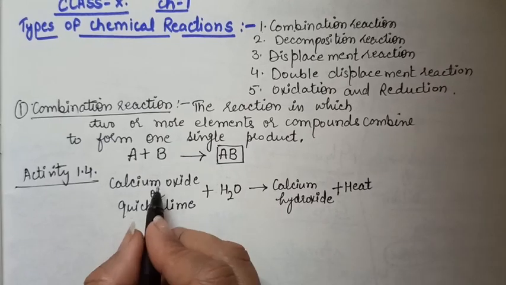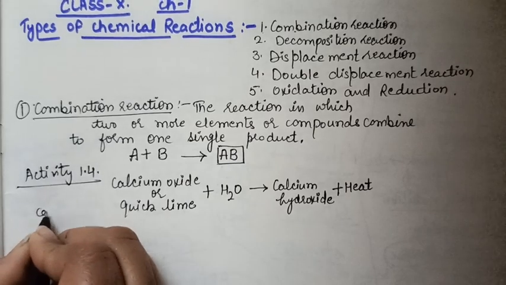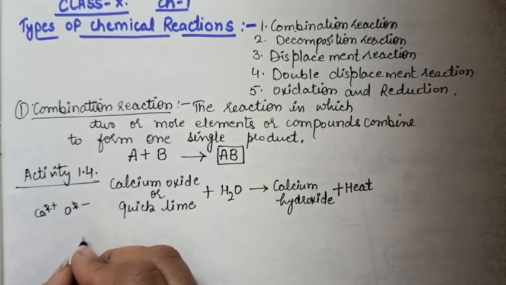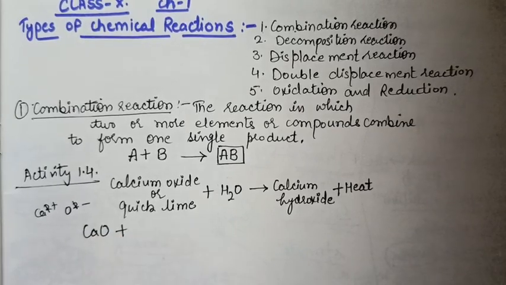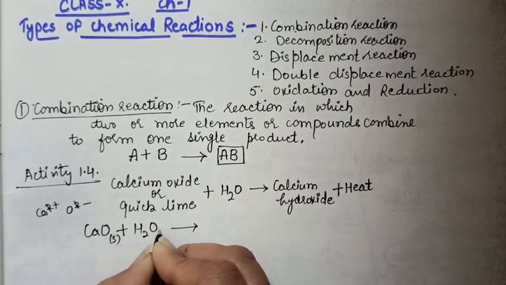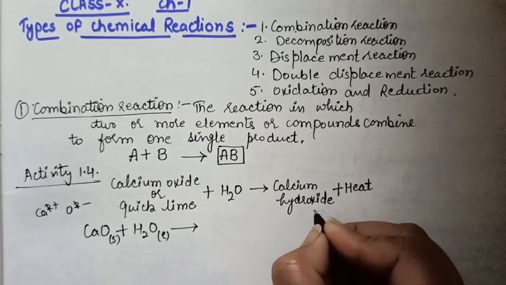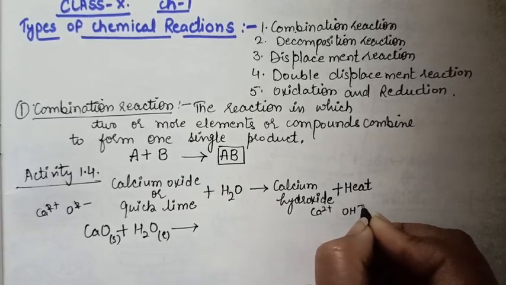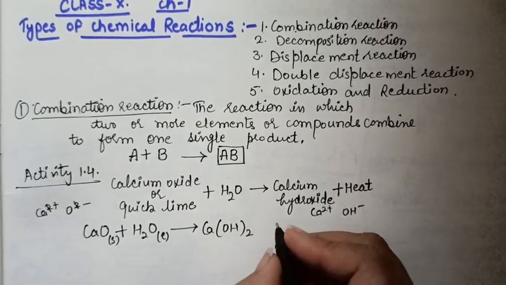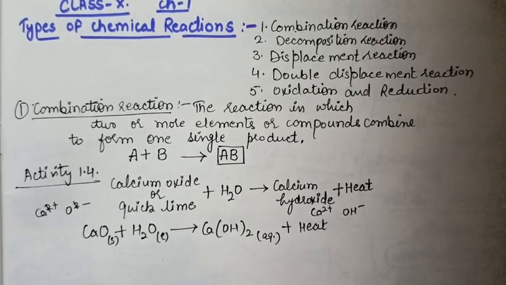Okay, now we will write the reaction. Calcium oxide: Ca2+, O2-, the 2 will cancel and it will be CaO, plus water, that is H2O, gives, it is in solid, that is in powder state, and liquid calcium hydroxide, Ca2+, OH-. Crisscross it, it will be Ca(OH)2, that is aqueous solution, plus heat is released.